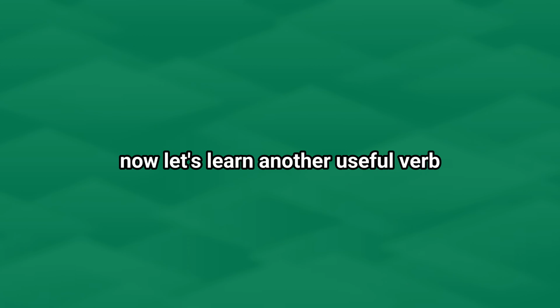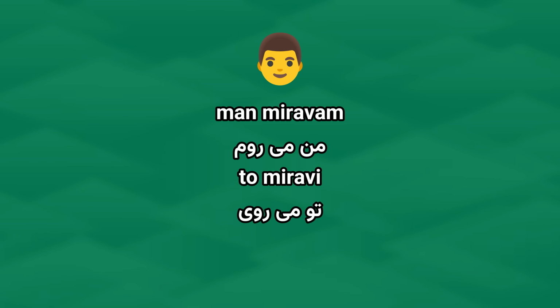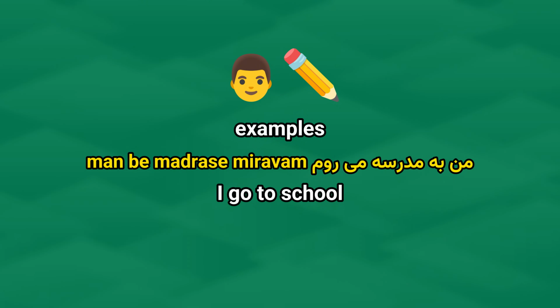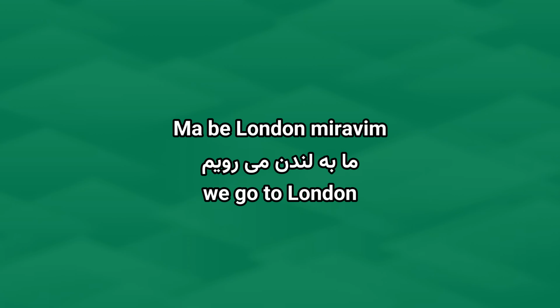Now, let's learn another useful verb. رفتن, meaning to go. من میروم. تو میروی, او میرود. ما میرویم. شما میروید. آنها میروند. Examples: من به مدرسه میروم. I go to school. او به کافه میرود. He or she goes to the cafe. ما به لندن میرویم. We go to London.